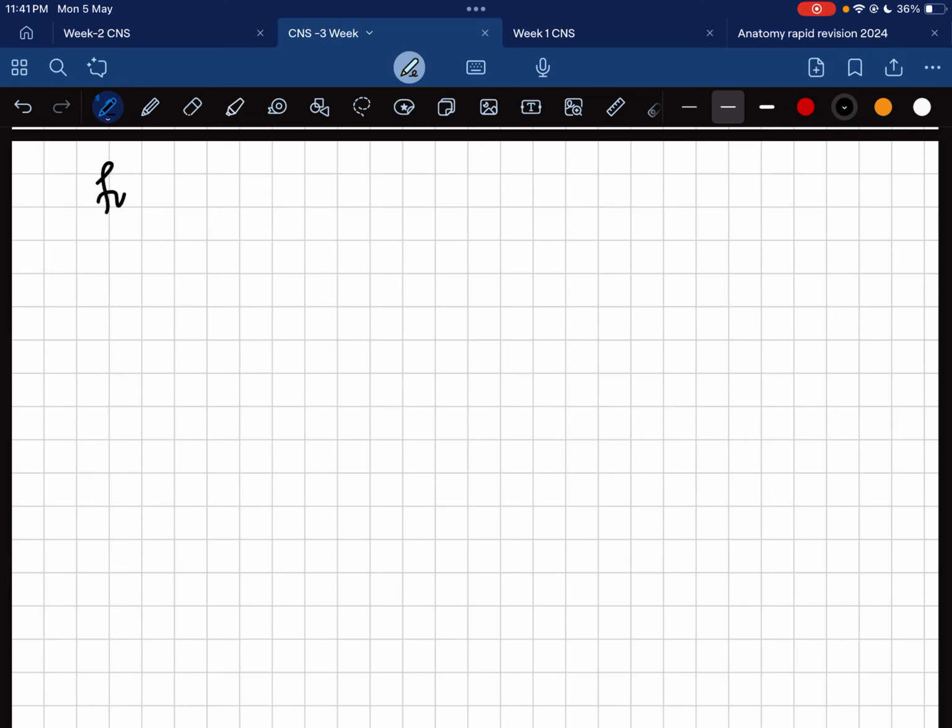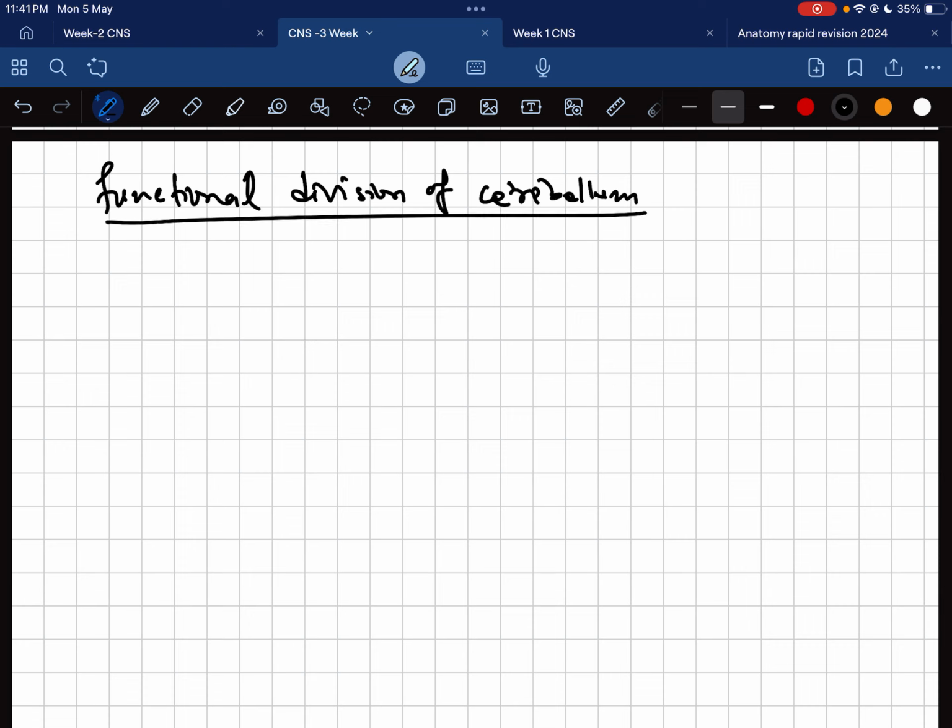Moving on to the functional division of the cerebellum. It is the second part, another part of the cerebellum we have discussed in the anatomy portion. Now we are moving to the physiology portion. So it is divided into three parts.